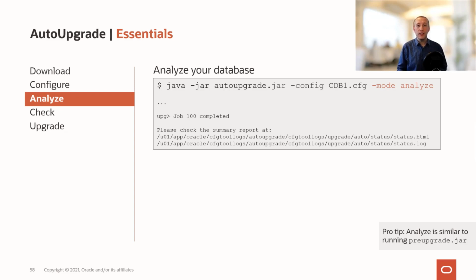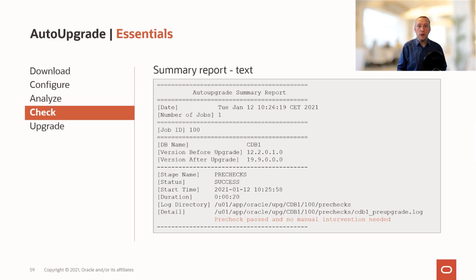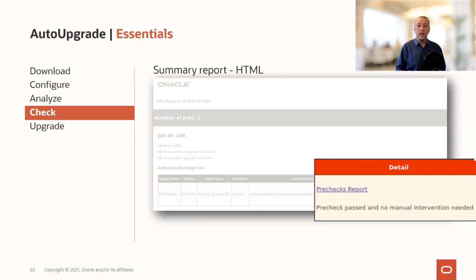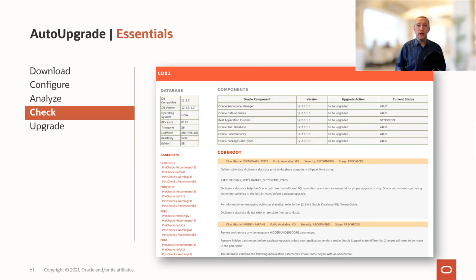When the analyze completes, it's time to look at the summary report. If you look in the text formatted summary report, you will see something similar to this. The most important part is written at the bottom in red. In this specific case, there is no severe issue that prevents me from upgrading the database. It's ready to go. You can also look in the HTML formatted file, and it'll look something similar to this. You can also see here that it's ready to be upgraded, no manual intervention required. And there's even a link to a pre-check report, which contains more details about your specific database.